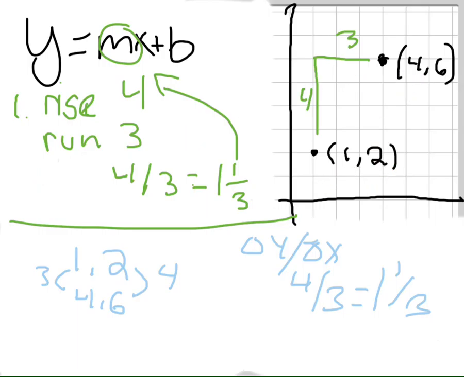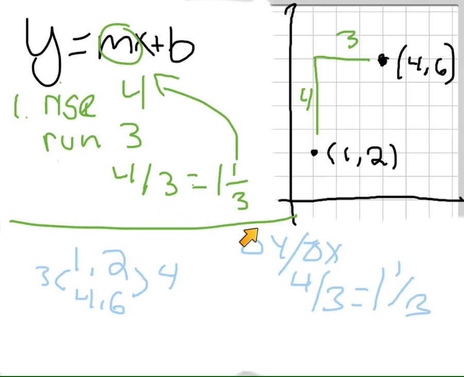There are two ways to find the m, or slope, of an equation using two points. The first, if you have a graph, is you can find the rise and the run. The rise is the change in the y value, and the run is the change in the x value. We then do the rise over the run, which is equal to m, or the slope. In this scenario, the rise is 4 and the run is 3, so we do 4 over 3, which equals 1 1/3, or 4/3.